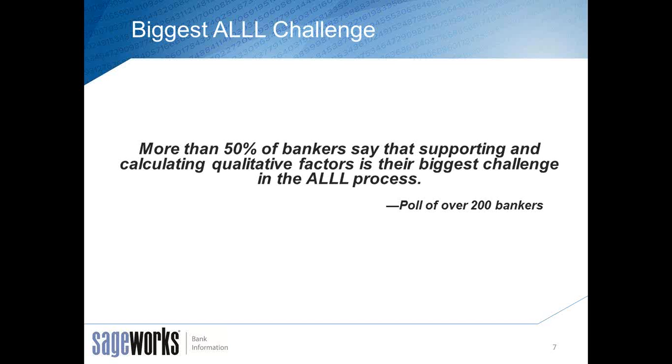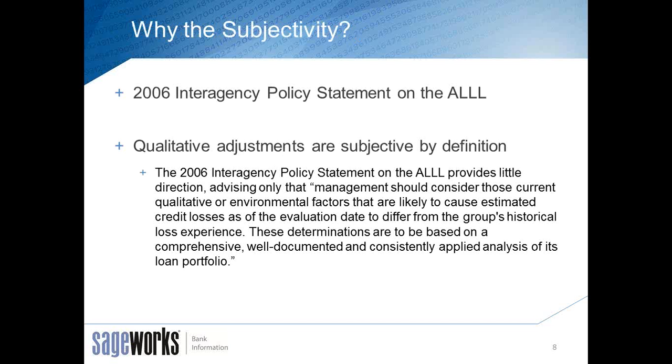I'm not too surprised, given that there's so little guidance from the regulators on Q factors. It's such a subjective process, and that's what a qualitative factor is. But it's just a lack of guidance, a lack of policy around it that causes a lot of questions. Gotcha. And that's a good segue into why they are so subjective. Obviously, the Q factors come from the 2006 Interagency Policy Statement, but that provides little direction. The statement actually only advises that management should consider those current qualitative environmental factors that are likely to cause estimated credit losses as of the evaluation date to differ from the group's historical loss experience.